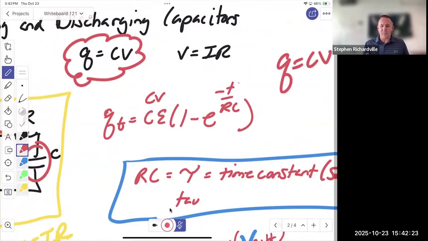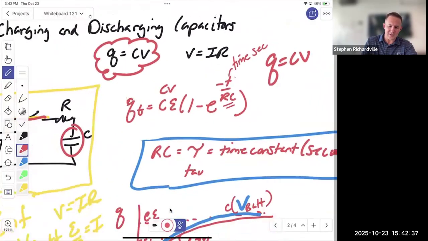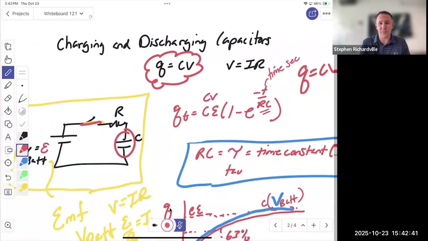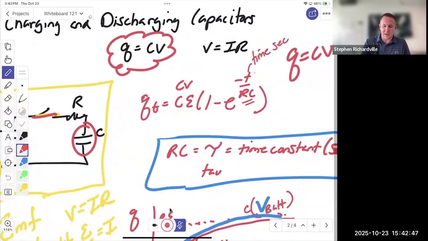But for now, t is time in seconds. So what is the charge after 1 millisecond or 2 milliseconds? t is the time in seconds. RC. What in the world is RC? RC is multiplying the equivalent resistance in the circuit. Right now, it's just R. If there were 2 R's in series, it'd be 2R. But it's the equivalent resistance that the capacitor sees times C.